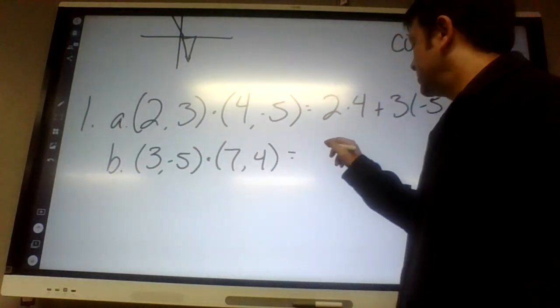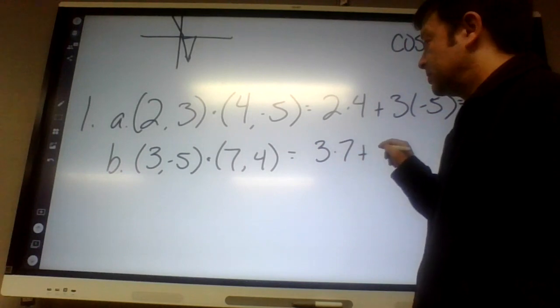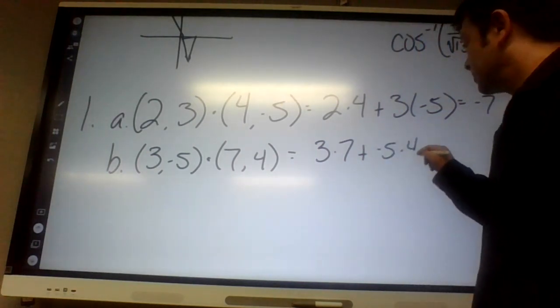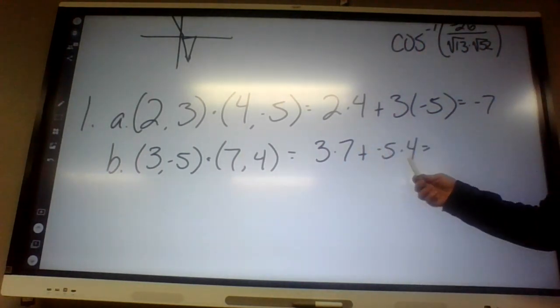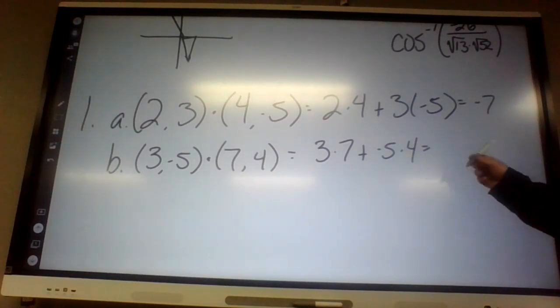So B, 3, negative 5 dot 7, 4. 3 times 7 plus negative 5 times 4. 3 times 7 is 21, negative 5 times 4 is negative 20. So that equals 1.